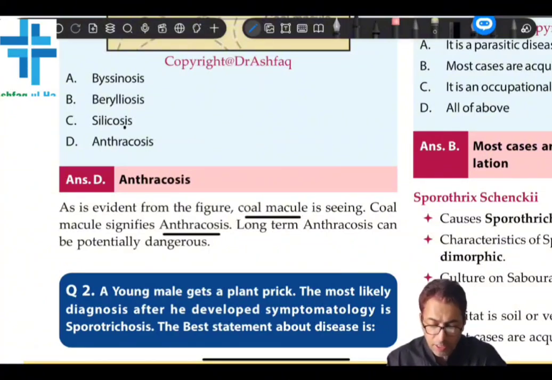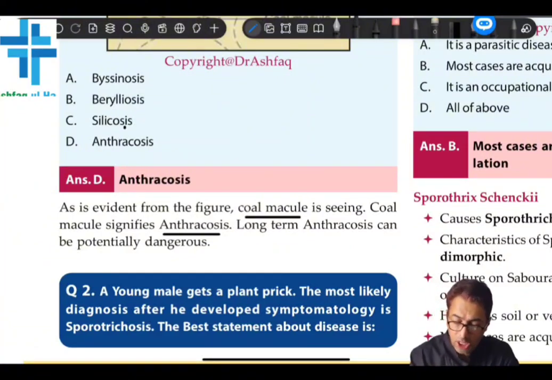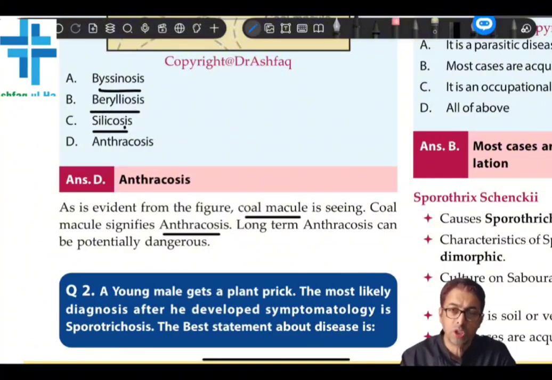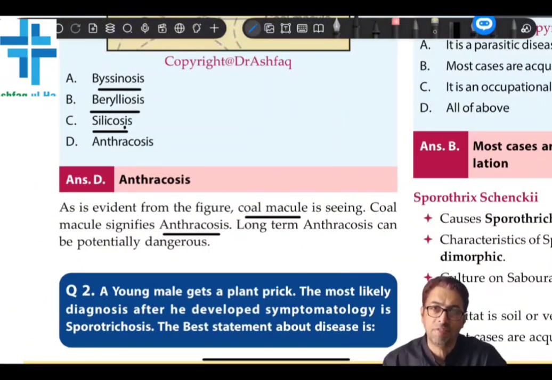Over here, byssinosis would be with exposure to cotton dust. Berylliosis is seen in somebody working in an industry wherein you are exposed to beryllium salts, and silicosis is where you have exposure to silica. Silicosis, as you are aware, is an important topic, and it has been repeated as well along with byssinosis. So these four options are to be studied well in pulmonology.